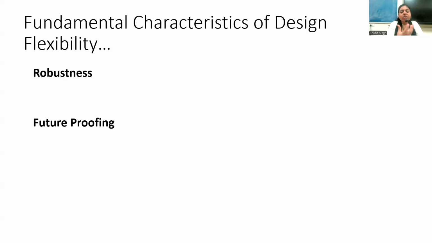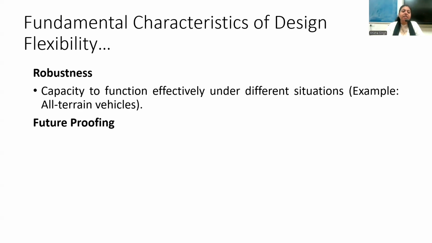So now, what is robustness? Robustness is basically a system's ability to function effectively in whatsoever condition. It should be independent of the external environment, right? So robustness is the capacity to function effectively under different situations. A very good example is an all-terrain vehicle. The vehicle should be capable of moving on any surface, smooth, even, uneven, right?